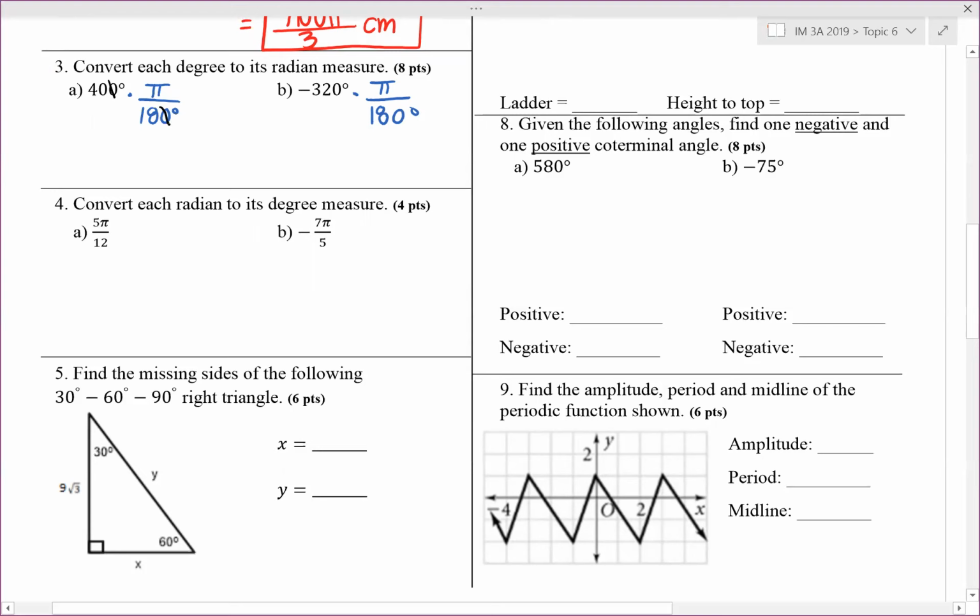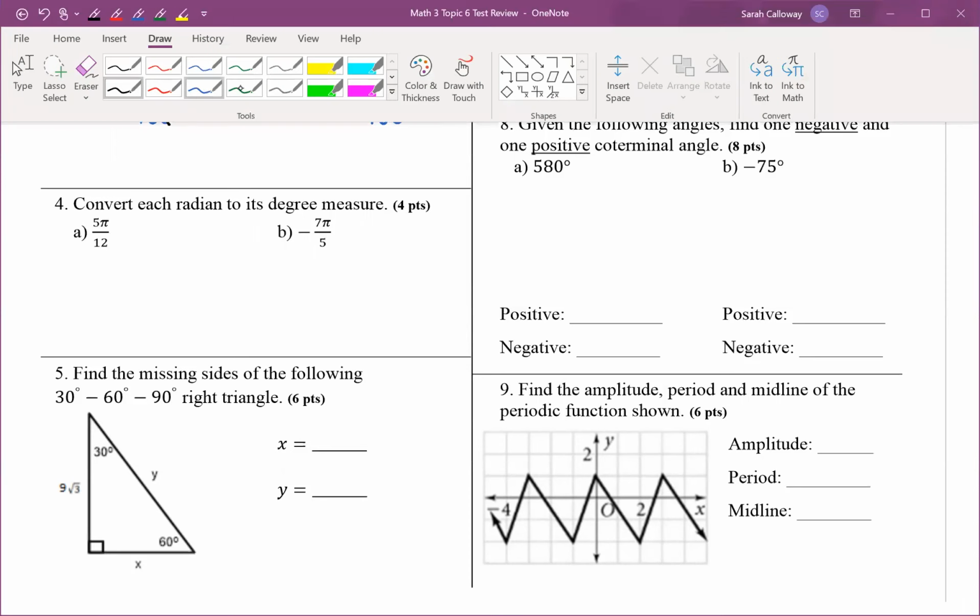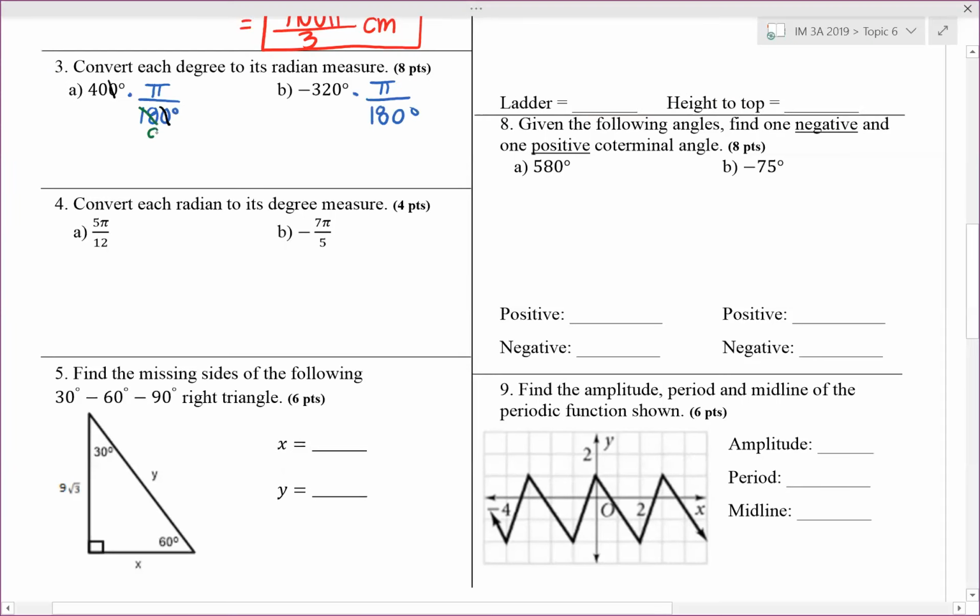And so then what I can do further is that 40 and 18 are both even, so I can divide them each by 2. So if I divide 18 by 2, I get 9. And if I divide 40 by 2, I get 20. So what we have now is 20 pi over 9. And 9 doesn't go into 20 and they have no common factors. So that's our answer. So 400 degrees is 20 pi over 9 radians.